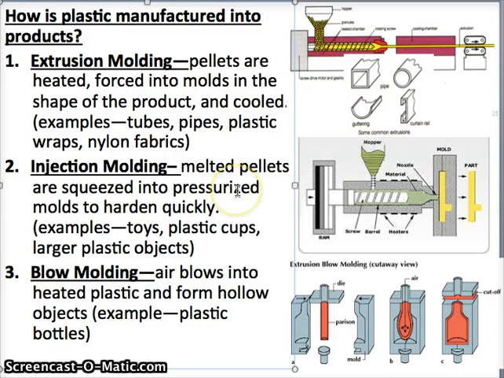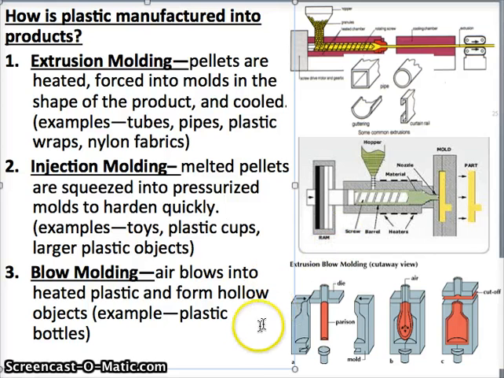Second, we have what we call injection molding. In this method, we have melted pellets that are squeezed into molds, and they harden quickly. So this is a picture of that. So we have the pellets, they're being squeezed into these molds, and once it cools under pressure here, there's this part that's shaped in that way. A lot of plastic toys, plastic cups, a lot of larger plastic objects are made through injection molding like this.